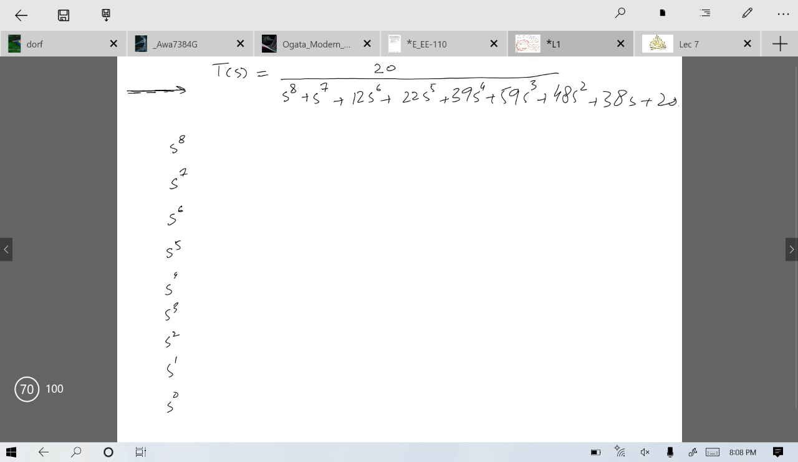So what are the coefficients? 1, 1, 12, 22, 39, 59, 48, 38, 20 and 0.